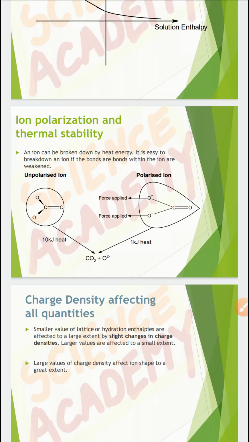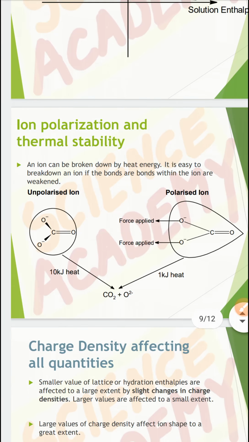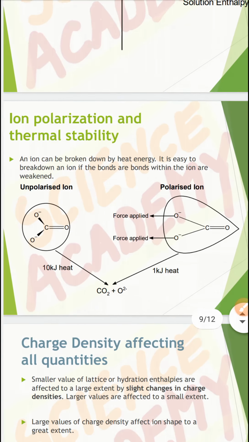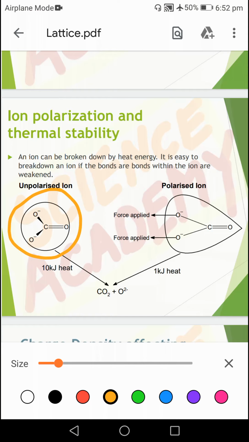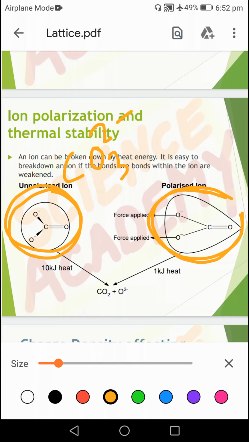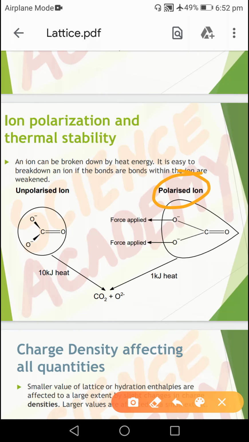Now about ion polarization and thermal stability. First, let me tell you what ion polarization is. Ion polarization is nothing but the deformation, changing or deforming the shape of an ion by applying some force on it. For instance, look here: this ion, the carbonate ion CO3 2-, is a perfect spherical shape, but this carbonate ion is distorted. It's not spherical, it's more like a balloon shape. So the shape of the ion is distorted here, and we call this the polarized ion. This is the unpolarized ion.